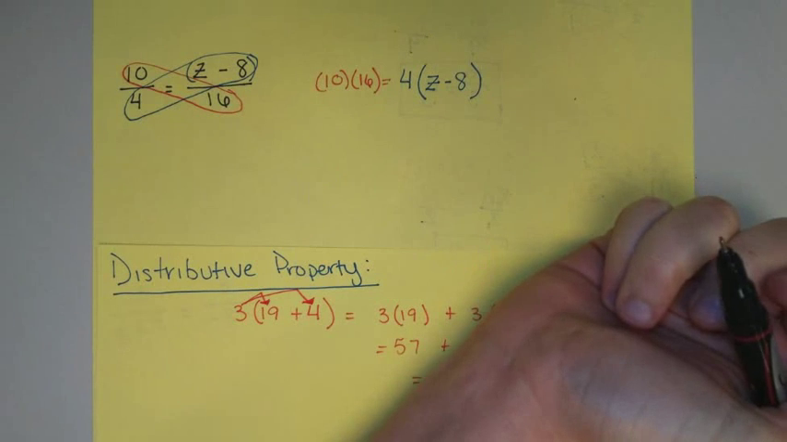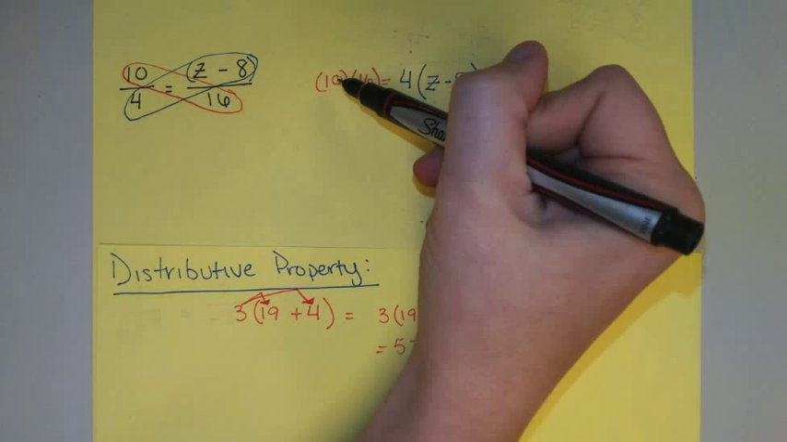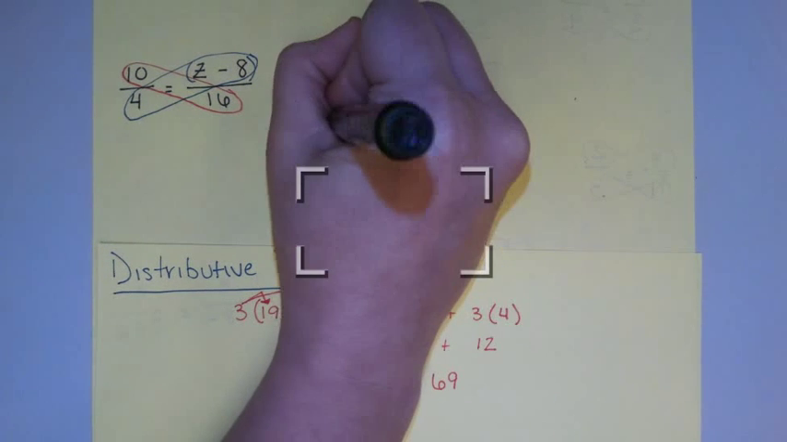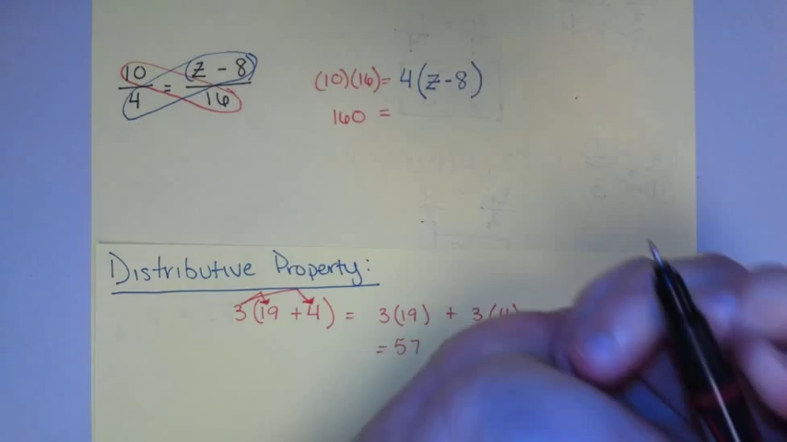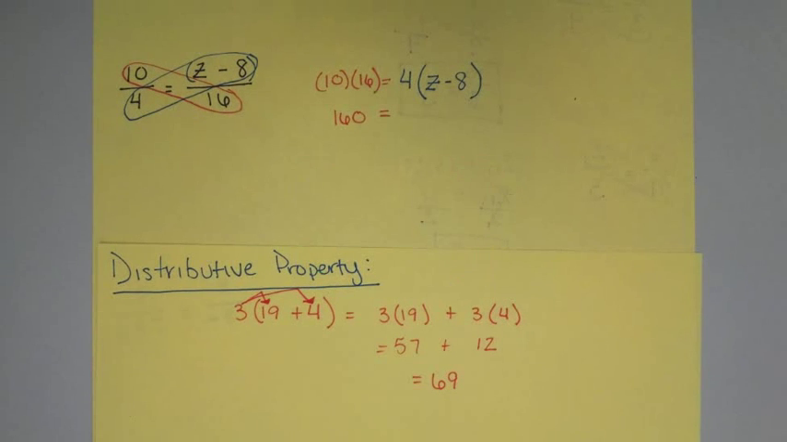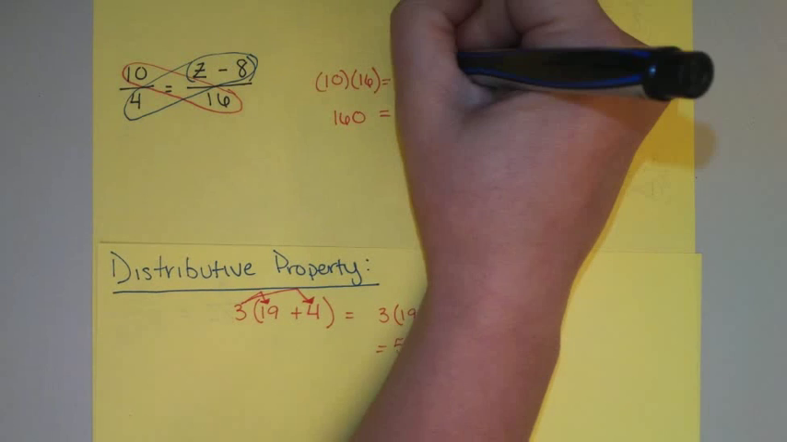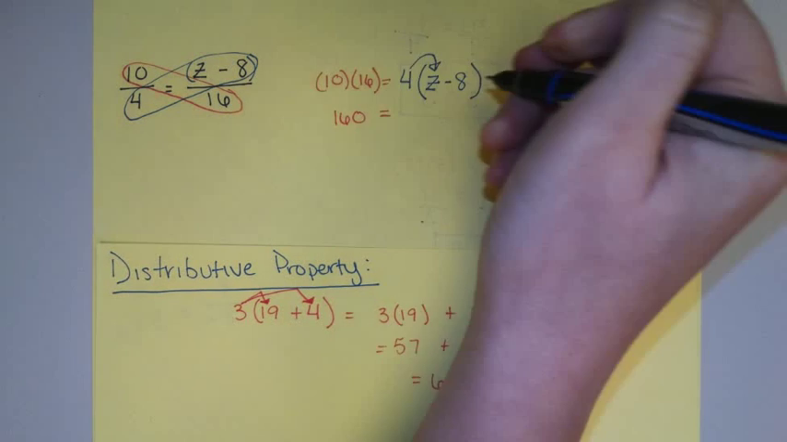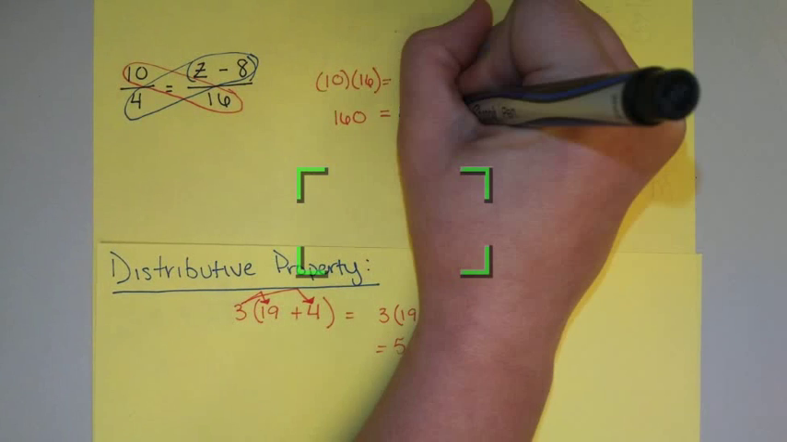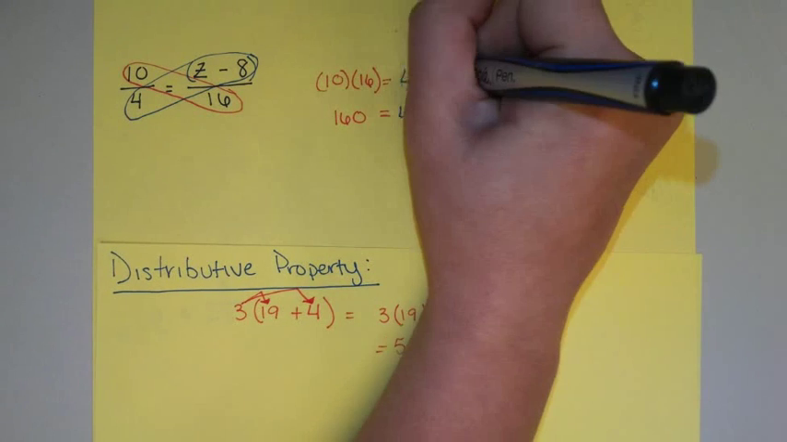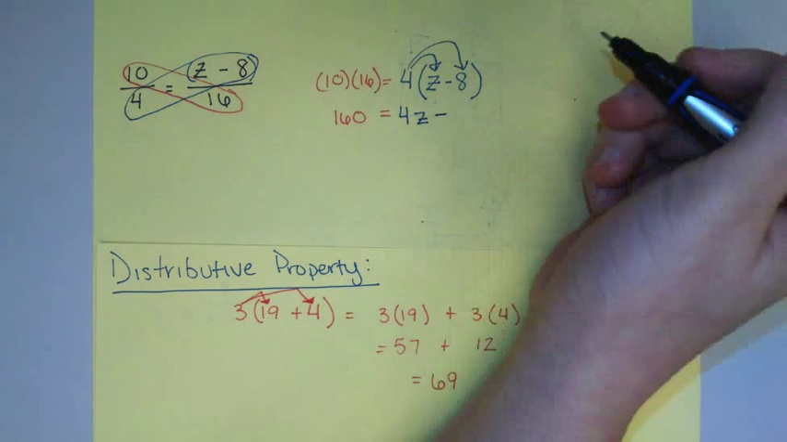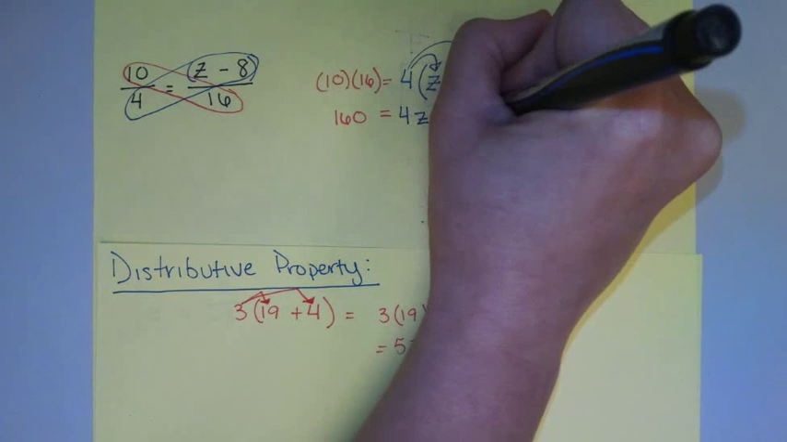Now I'm going to multiply 10 times 16, and I get 160. Bring down my equal sign, and now I have to distribute. Do 4 times z, which is 4z. I'm going to bring down my minus sign, and 4 times 8, which gives you 32.